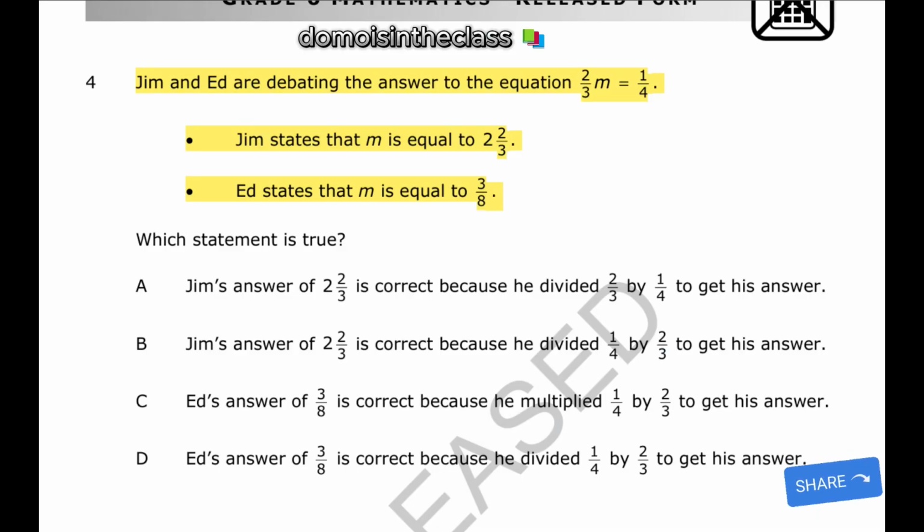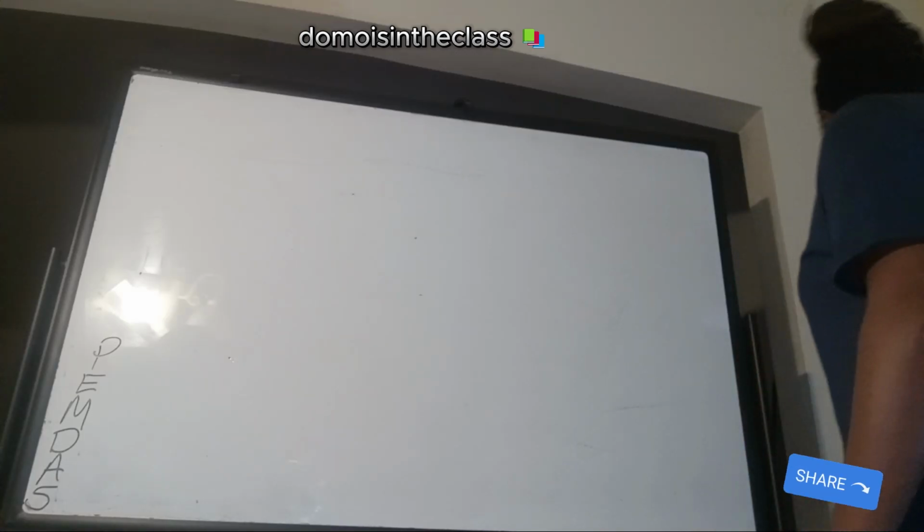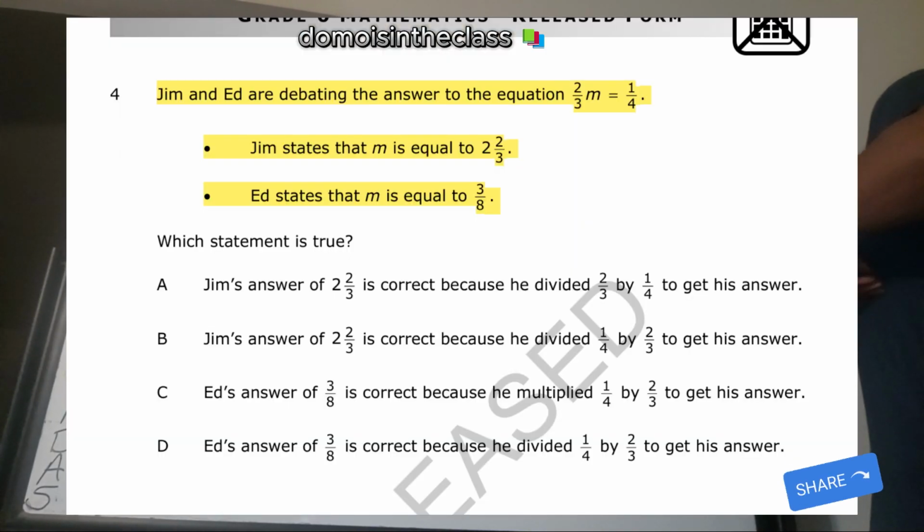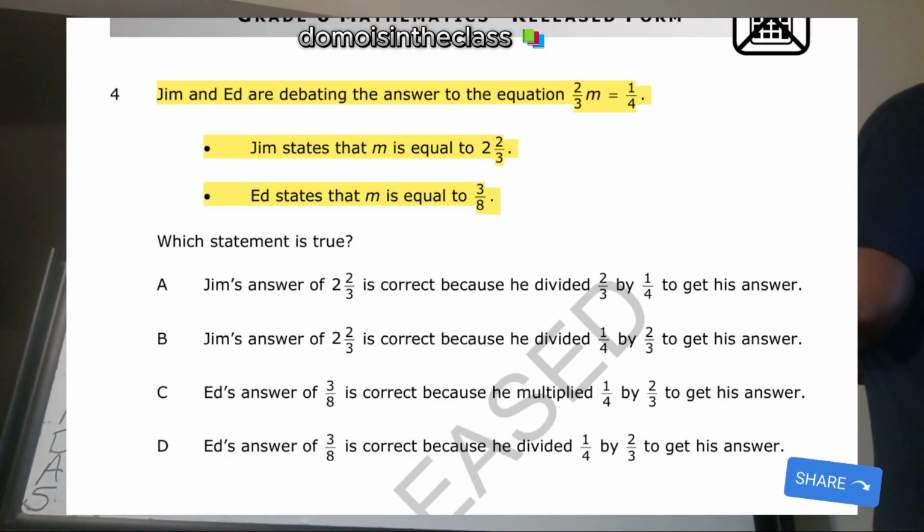Jim and Ed are debating the answer to the equation 2/3 m equals 1/4. Jim states that m is equal to 2 and 2/3. Ed states that m is equal to 3/8. Which statement is true? So for our fourth problem, like you said, Jim states that m equals 2 and 2/3.